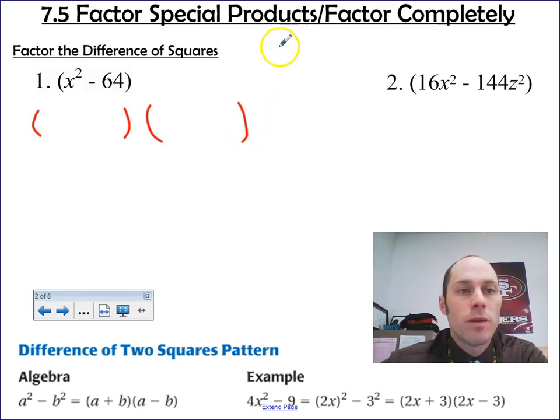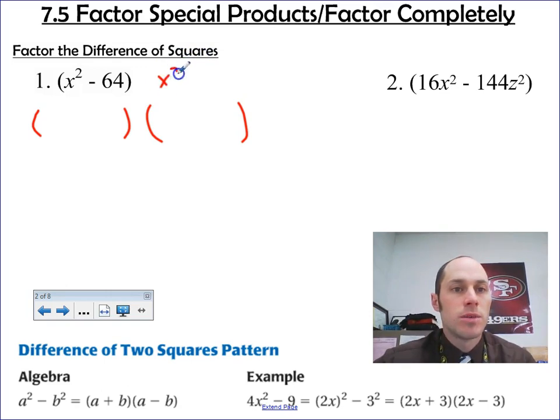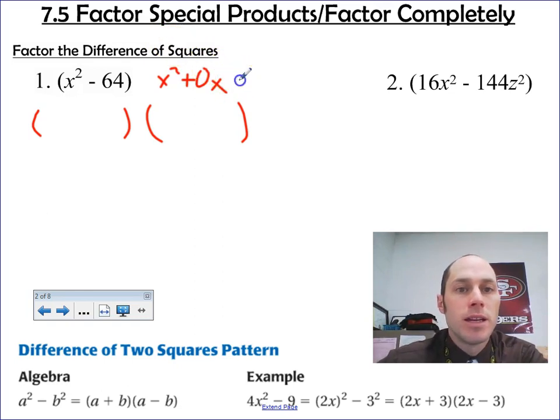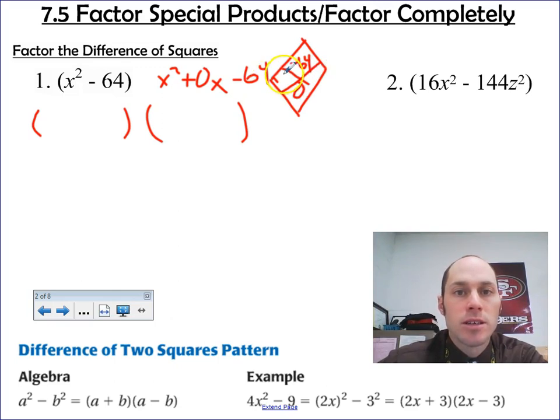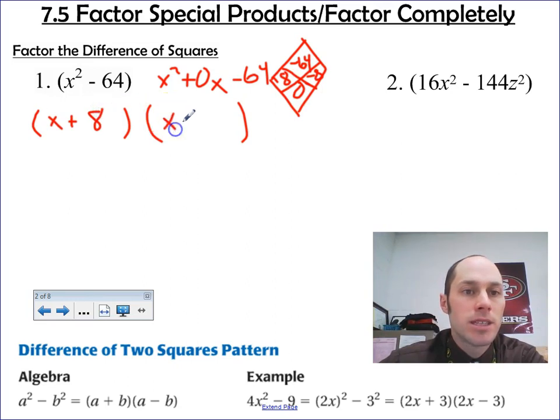If I don't know what I'm doing, I can think of that as x squared plus 0x minus 64, because there's no x term, there's no b term. Now there's no value of a, so I can just set up my diamond and say it's negative 64 with a sum of 0. Well, if it's got a sum of 0, they've got to be opposites. So 8 and negative 8 multiply to give me negative 64, and it's a sum of 0. So it's x plus 8, x minus 8.